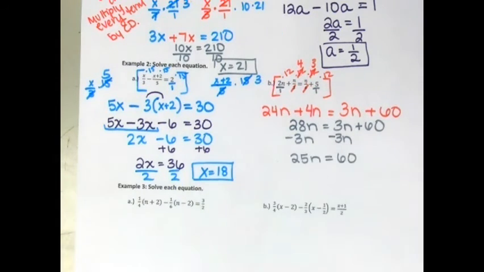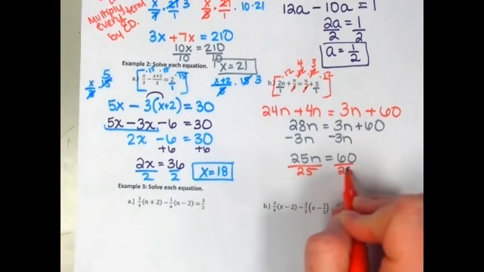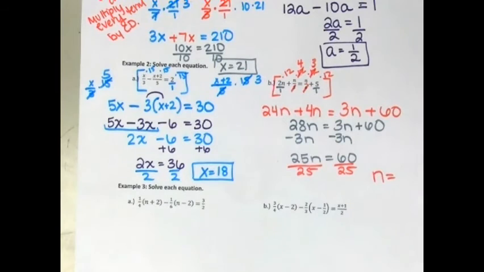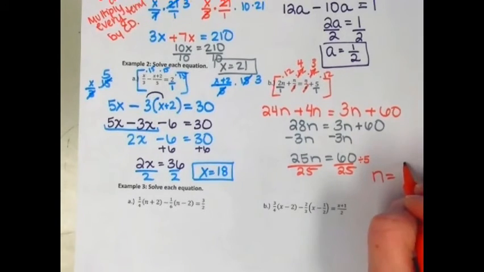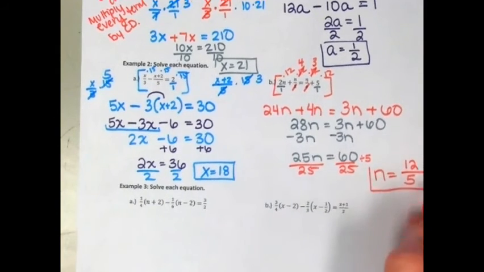And then what? Divide by 25. Now, can I divide 60 by 25? No, but I can simplify it. What can go into 60 and 25? Can't the 5? So what's 60 divided by 5? 12. Over 25 divided by 5 is? There you go. Thank you.